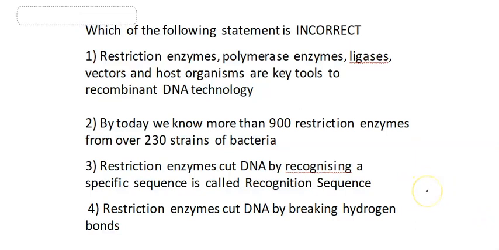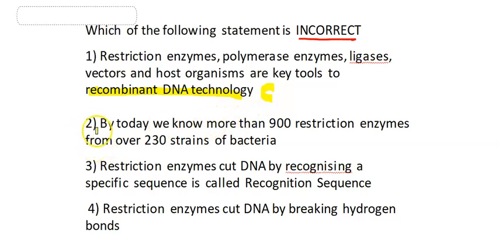Next I am coming to another question. This is also based on your NCERT book. From this simple question you will learn many points. I will read the question. Which of the following statements is correct? Option 1: restriction enzymes, polymerase enzymes, ligases, vectors and host organisms are key tools of recombinant DNA technology. That is a correct statement, right? I represent it as C. We need to find the incorrect statement.